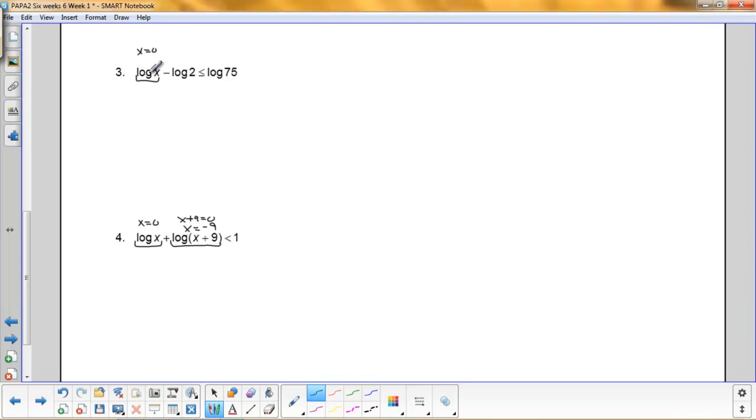So now let's go back here, use properties of logarithms to condense this to log of x divided by 2, and that's log of 75. Now remember, our properties of logs state that if there's a log on both sides, we can cancel that out as long as the base of those logs are the same. So we'll cancel those out and we get that. Multiply both sides by 2. X is less than or equal to 150 is what you're looking at.